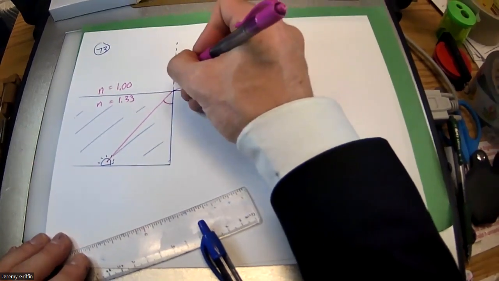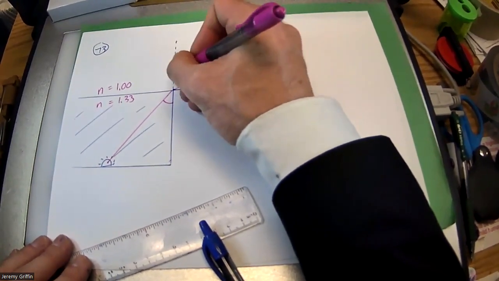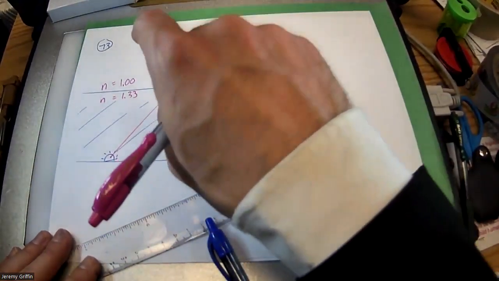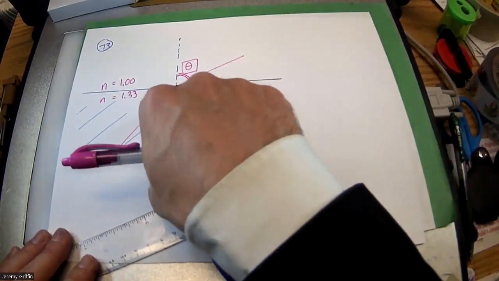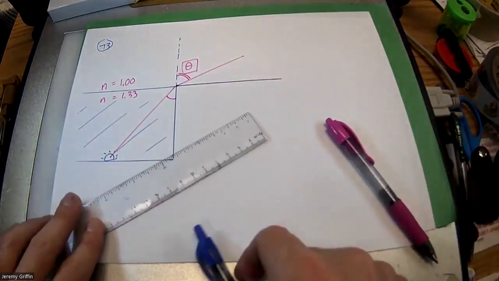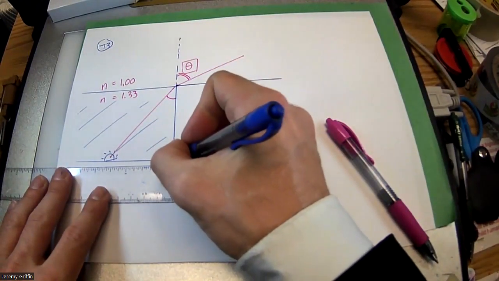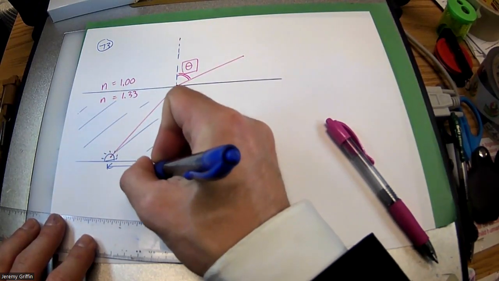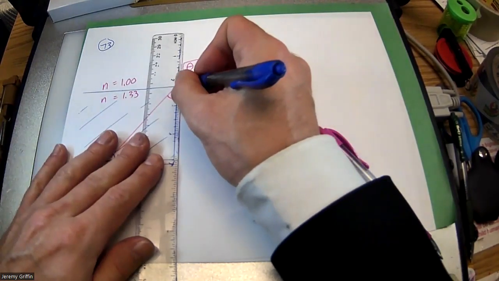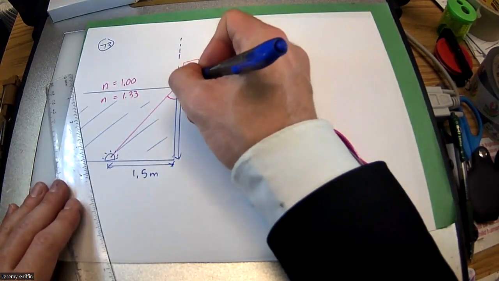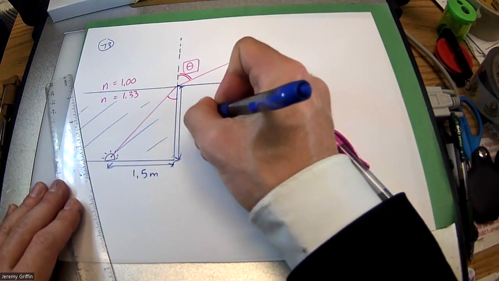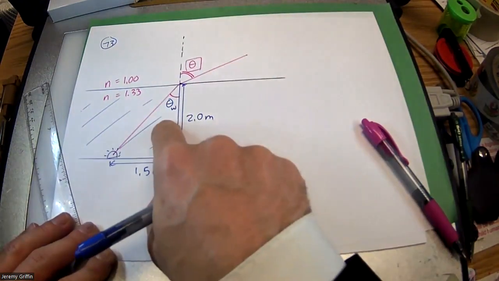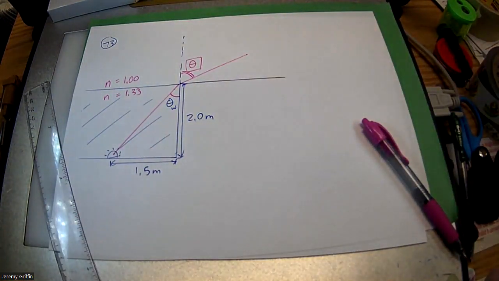So the question for A is, what is this angle right here? Okay. What is that angle? Is question A. Well, first thing we have to do is figure out what is this angle in the water. That we can get with geometry, because they told you this distance right here is 1.5 meters, and this distance right here is 2.0 meters. I'll call it theta sub W, the angle on the side of the water. Makes sense?